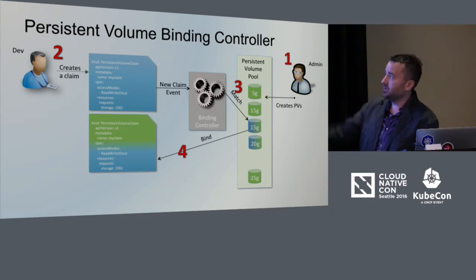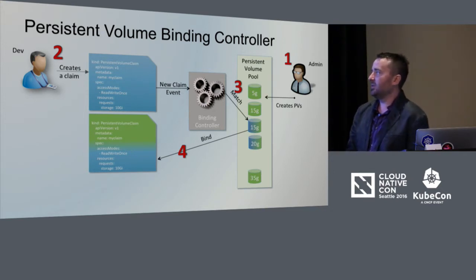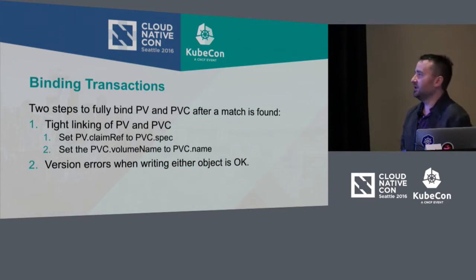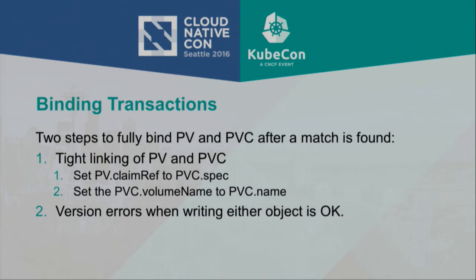And then after step number 2, when the dev creates the claim, the binding controller will look at the claim and search through the persistent volume pool and find something that matches it and actually bind the claim to the persistent volume. The binding is done as a 2-transaction write. So we have a tight linking of the PV and the PVC. This is somewhat unique in Kube. In an HA environment, you want to keep the transactions to a minimum. 2 writes is pretty luxurious, but it was essential for actually linking the 2 objects together.